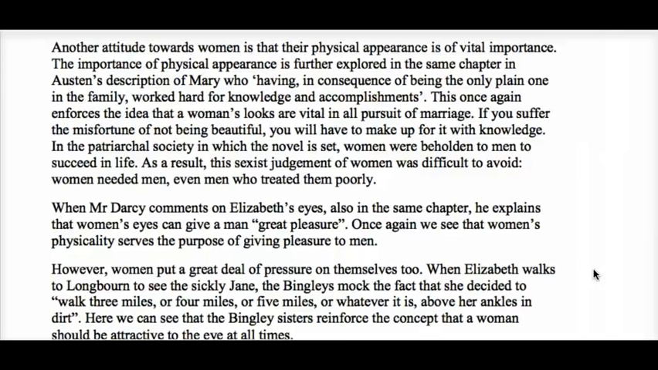In the patriarchal society in which the novel is set, women were beholden to men to succeed in life. As a result, this sexist judgment of women was difficult to avoid. Women needed men, even men who treated them poorly. When Mr. Darcy comments on Elizabeth's eyes, also in the same chapter, he explains that women's eyes can give man great pleasure. Once again, we see that women's physicality serves the purpose of giving pleasure to men.